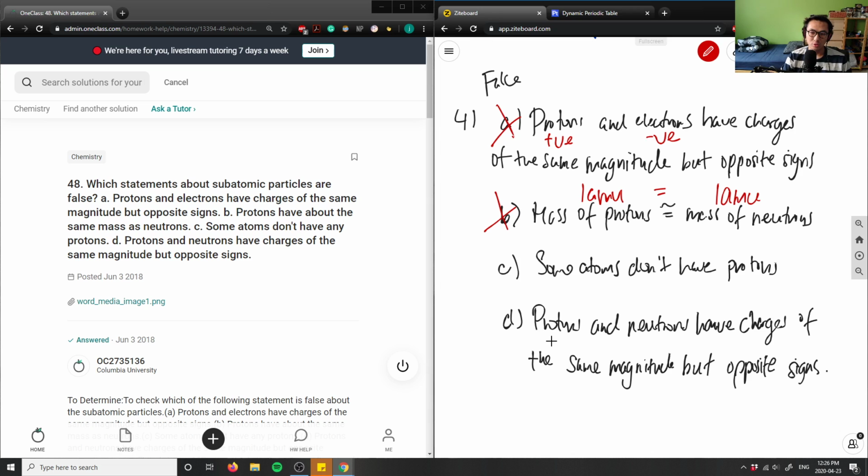D here, protons and neutrons have charges of the same magnitude but opposite signs. Protons have a charge of positive one. Neutrons here have a neutral charge. They have no charge here. So they have charges of the same magnitude but opposite signs. In this case, they don't have opposite signs, right? One's a positive and one's no charge. So this solution here is false, which means D here is our correct answer for this problem here.